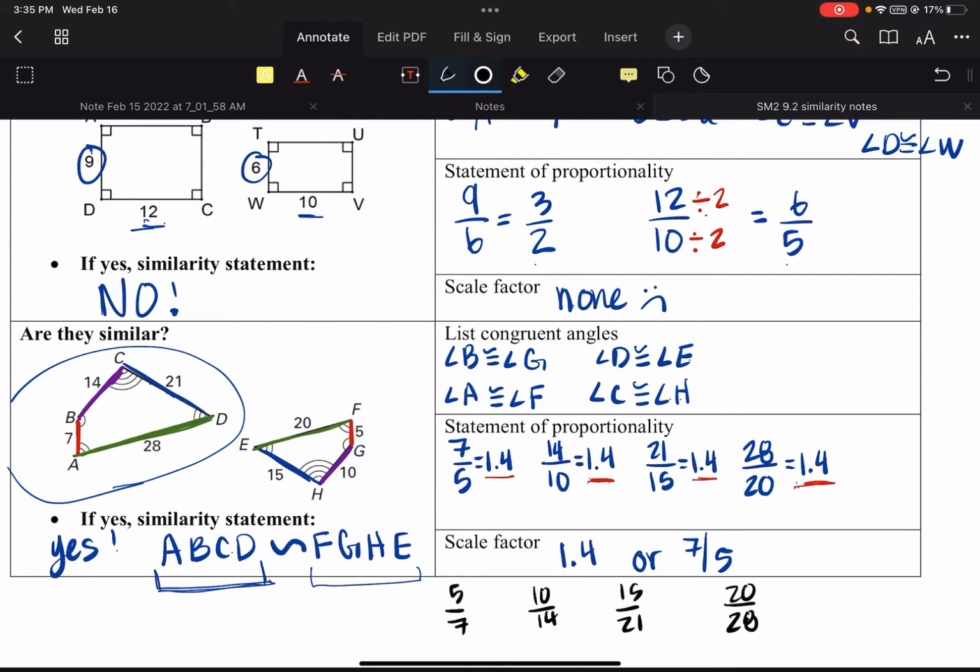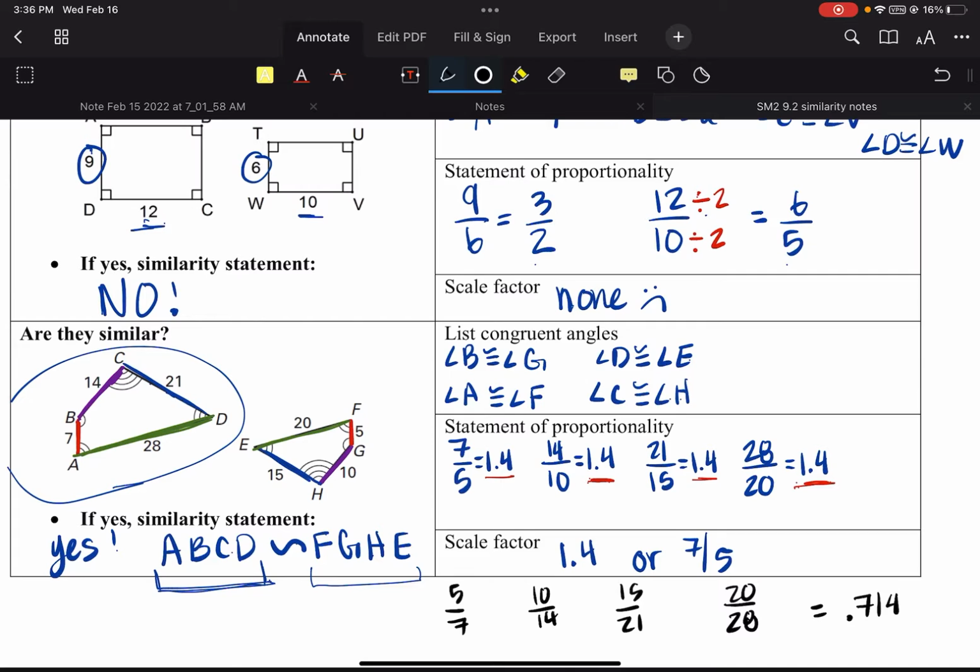Okay, so notice here in this set of black fractions, all the numerators, or the numbers on top, are from the smaller shape, and the numbers at the bottom are from the bigger shape. You can choose to do it however you want. And if you do flip it this way, your scale factor is going to be a little bit different, because now your scale factor is going to be 5 divided by 7, which is 0.714.